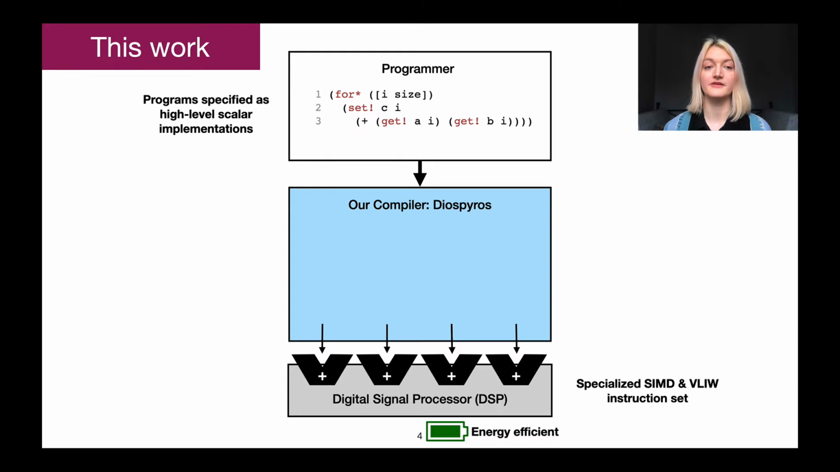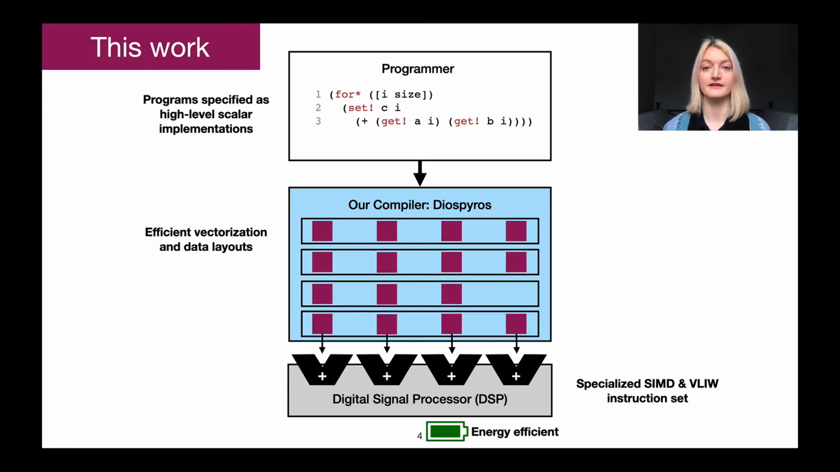So we start with programs specified as high-level scalar implementations, and we find efficient vectorization and data layout strategies with a particular focus on small, fixed-size linear algebra kernels that might require complex data movement in order to get full vector lane utilization. We embody these ideas in a compiler called Diospyros.